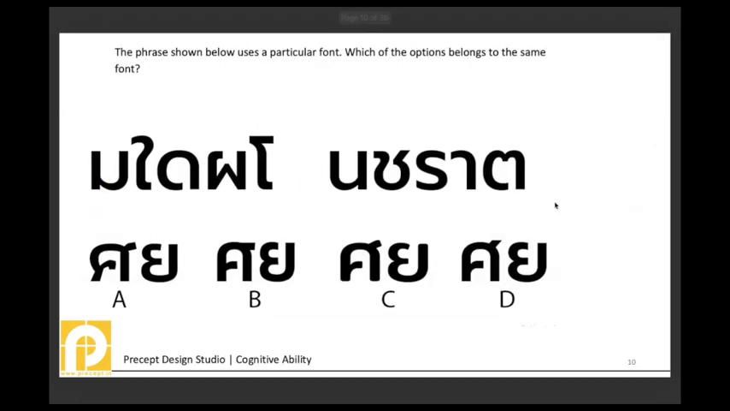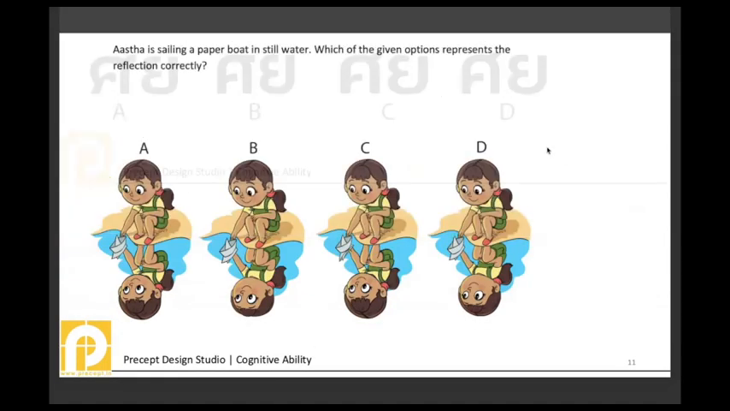The phrase shown below uses a particular font. Which of the options belong to the same font family? Here, if you see this matra with reference to that, the correct answer here will have this kind of matra. So D is the right answer here. Okay, we'll move to the next one.